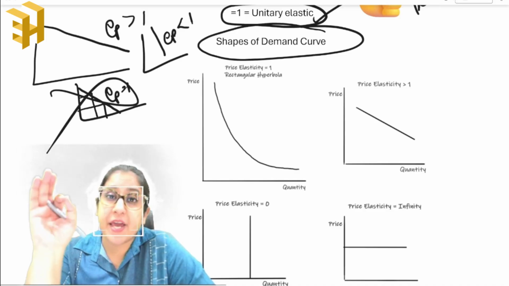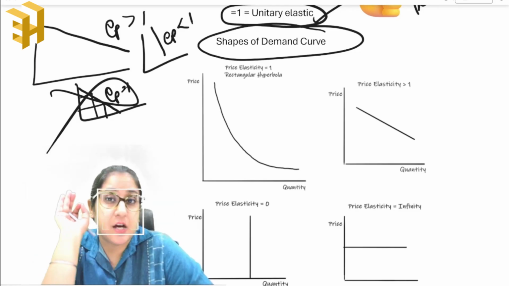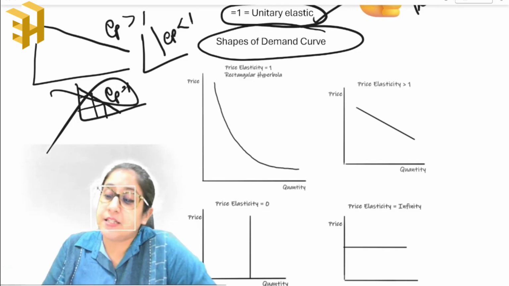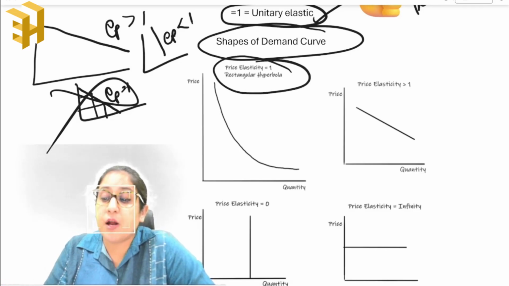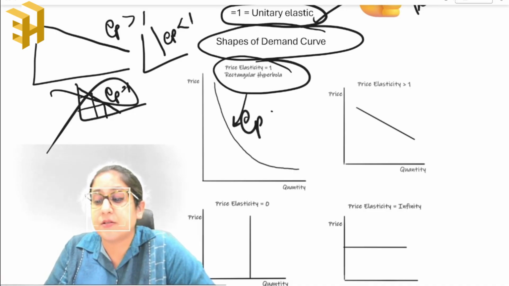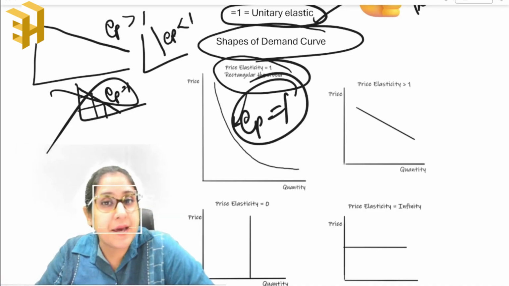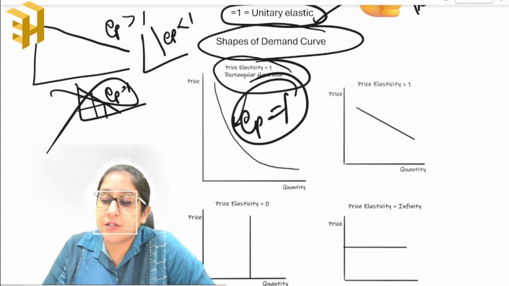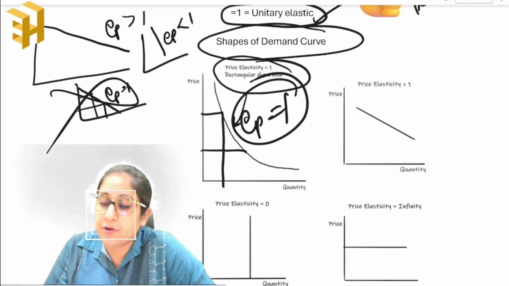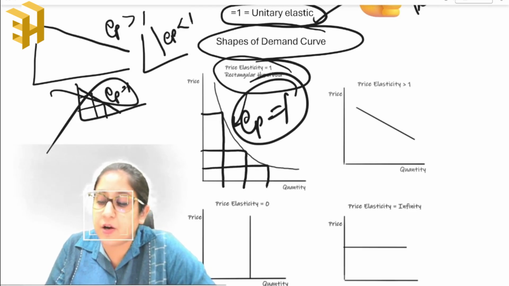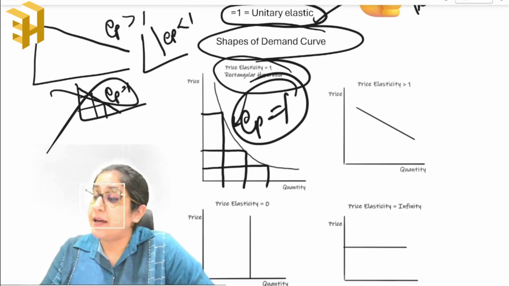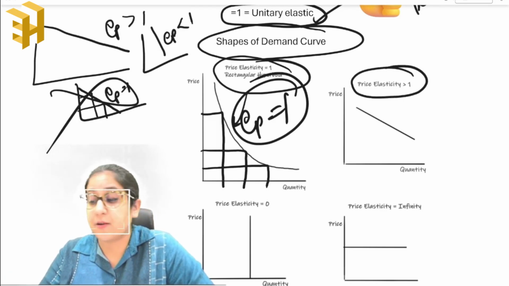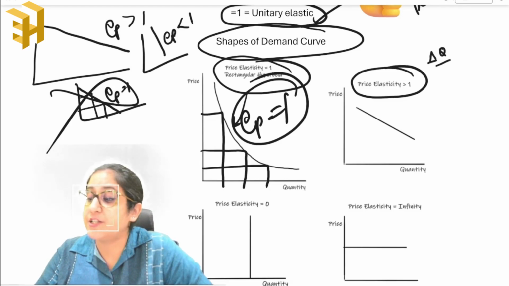The only graphical way by which you can represent a unitary elasticity is through a rectangular hyperbola. Rectangular hyperbola states that price elasticity is equal to 1 here. Why? Because the area beneath any point on the rectangular hyperbola remains the same. Next, if price elasticity is greater than 1, then we can say that proportionate change in quantity is greater than the proportionate change in price.